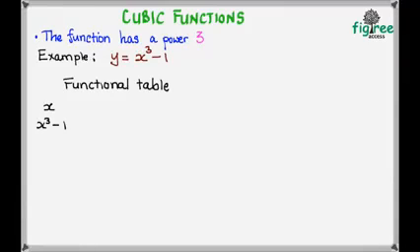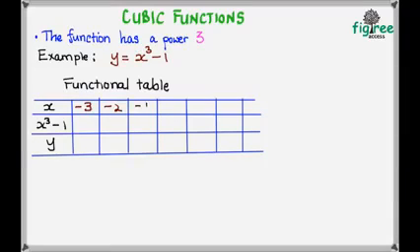It also uses functional tables just like the quadratic functions. Let's say, for example, we are given values of x: minus 3, minus 2, minus 1, 0, 1, 2, 3. Here, I have just put the function so that we calculate the value of y. But this is not a necessary row. In this case, I have put it so that we can see how to calculate the value of y. So I will substitute these values into this function.